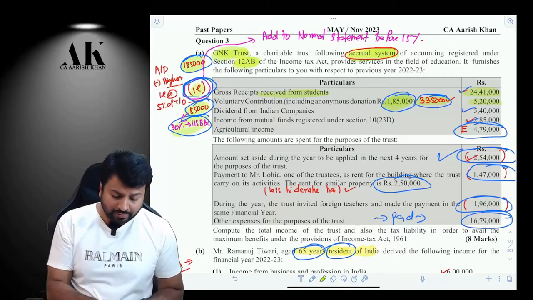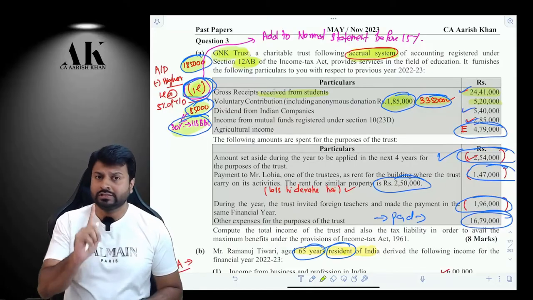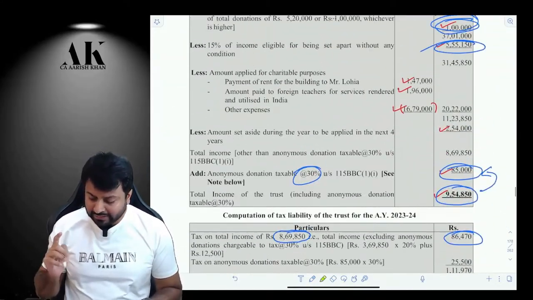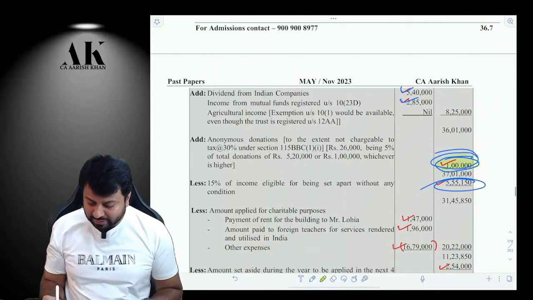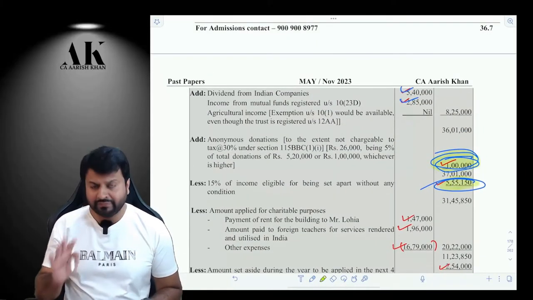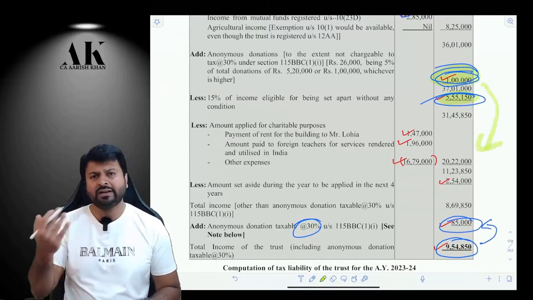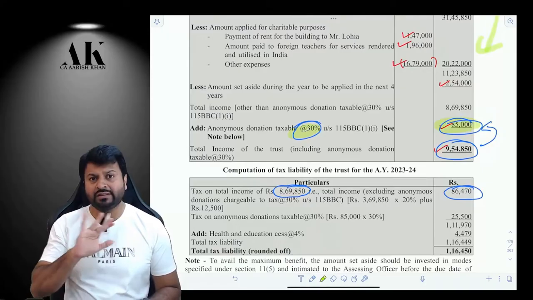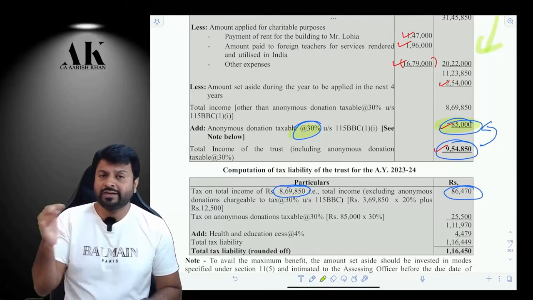Okay, now what about this donation which is exempt? I've told you in the class also, this donation which is exempt is not going to be 100% exempt. That you have to add in the normal income statement. So I am adding that donation in the normal income statement, and then I am claiming 15% exemption, and then I can apply that money and take further exemption. But the donation which is taxable at 30% is subject to flat 30% taxation. It is not subject to any deductions under the income tax law.